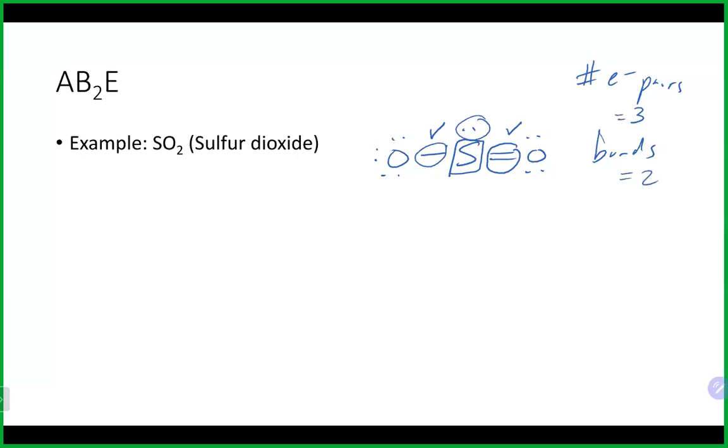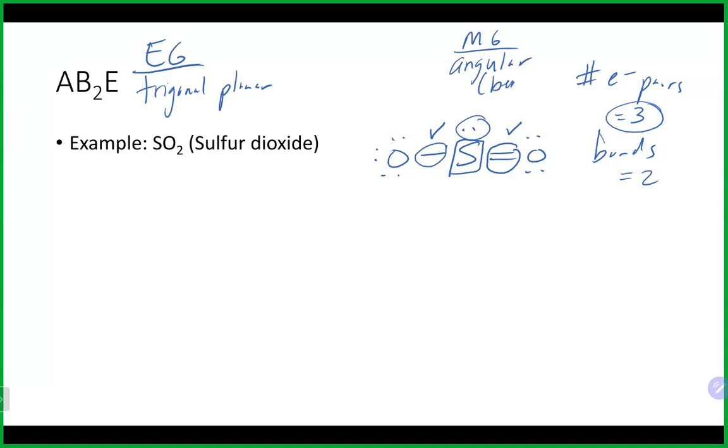When we talk about the electron pair geometry, remember everything counts as 1. So that is still 3 electron pairs, which is trigonal planar, like we talked about. Now, the molecular geometry, I personally go with angular for this. Some books go with bent or bent angular for this one.